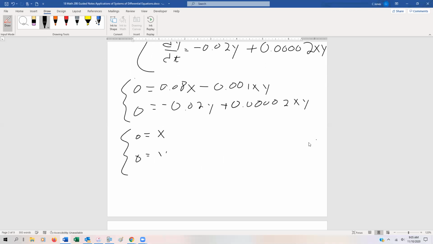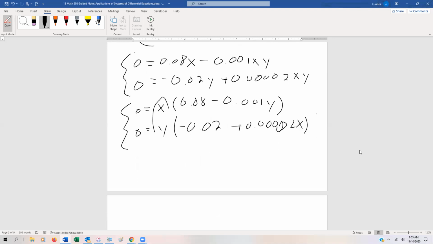If we factor out an x and a y respectively, we get 0.08 minus 0.001y, and then negative 0.02 plus 0.00002x. Now all we have to do is set each of these equal to 0. One solution is very apparent: x is equal to 0 and y is equal to 0. That certainly makes sense. If there are 0 rabbits and 0 wolves, there is 0 change in the wolves and the rabbits. So that's the trivial solution. It makes sense, but it's not really helpful to us.